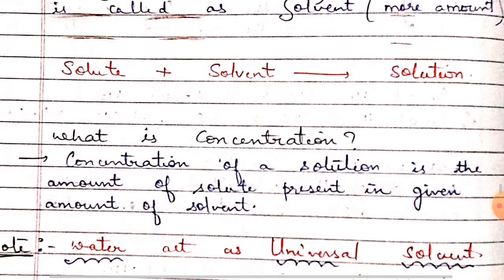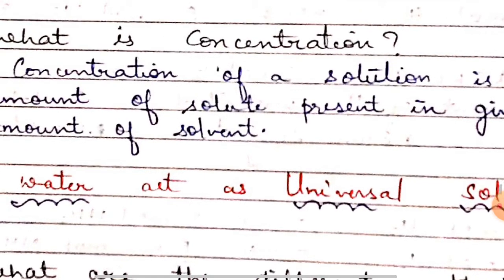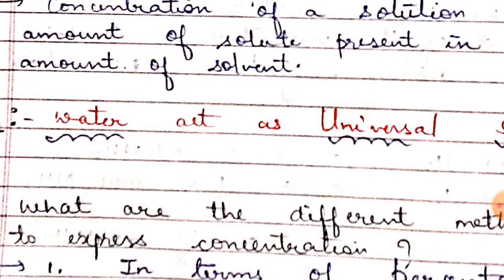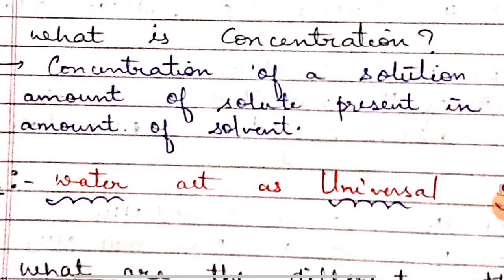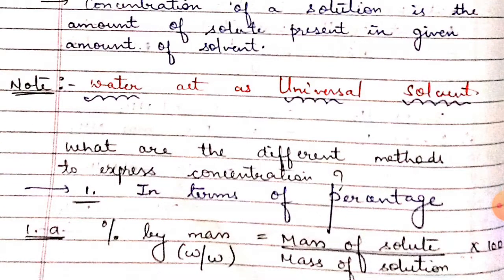Now we shall see what is concentration. Concentration of a solution is the amount of solute present in a given amount of solvent. What do we mean by concentration? It's the amount of solute. Now amount can be number of mole, mass, gram, volume, etc. So amount of solute in given amount of solvent. And generally solvent is water. It acts as universal solvent.